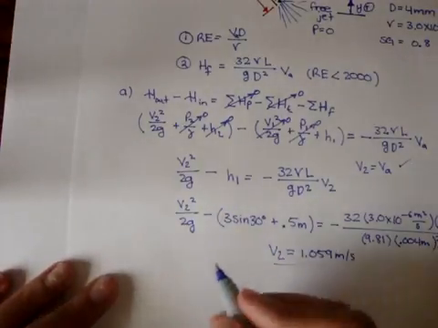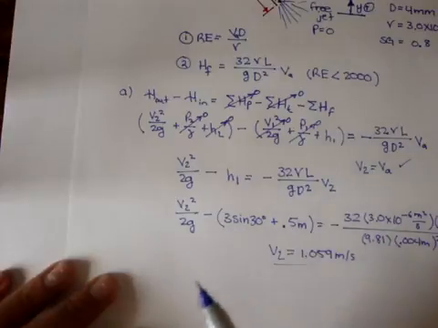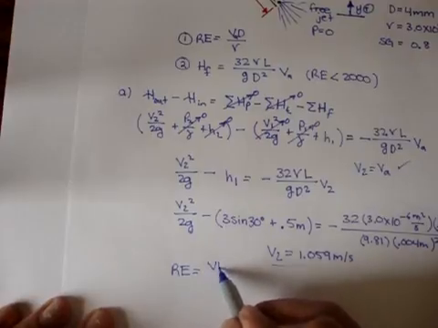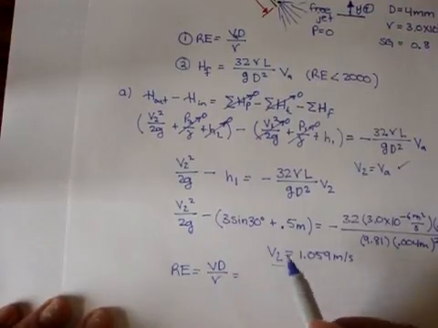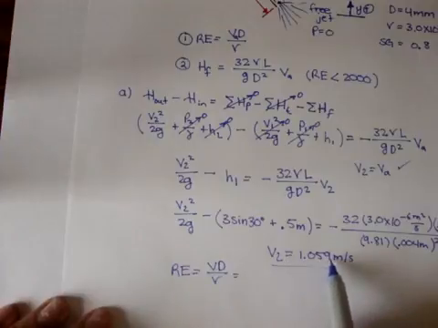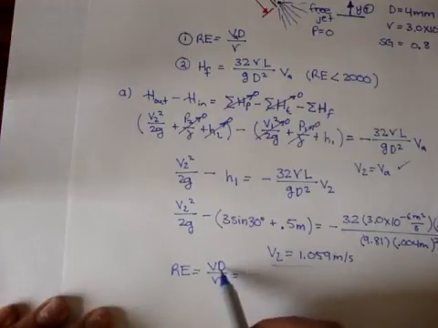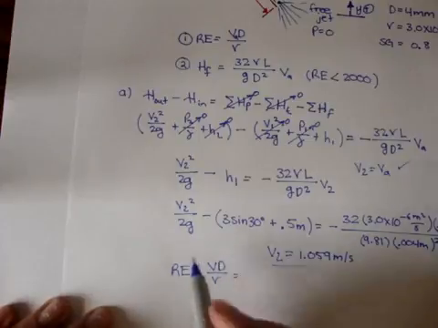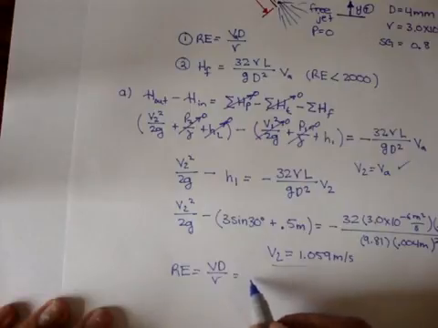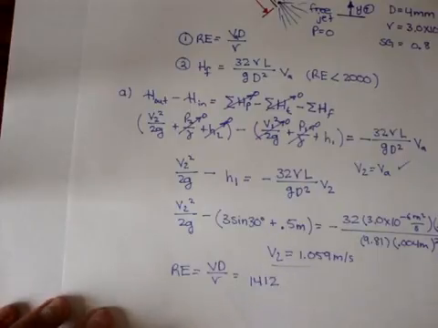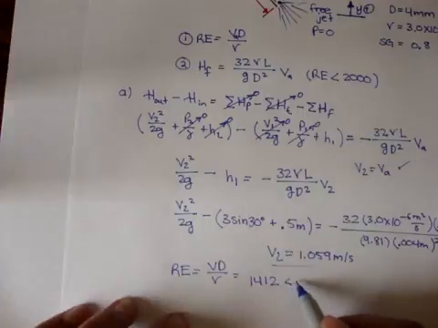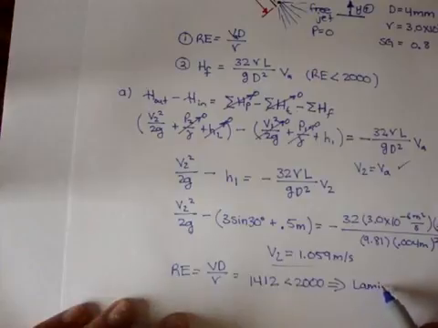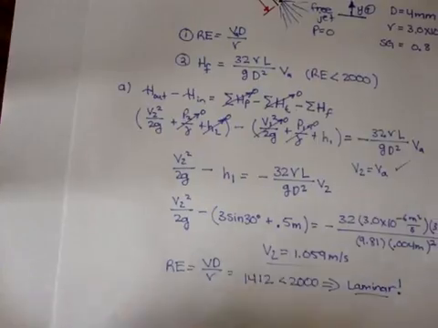Now we have the velocity, and we can figure out whether it's laminar or turbulent by the Reynolds number equation, right? Reynolds number is VD over nu. Now we have V, which is 1.059 meters per second. Diameter is 0.004, and nu is 3.0 times 10 to the negative 6. If we plug all those in, we get a Reynolds number of about 1412. And that is certainly less than 2,000, meaning our assumption was right, and the flow through that pipe is laminar.